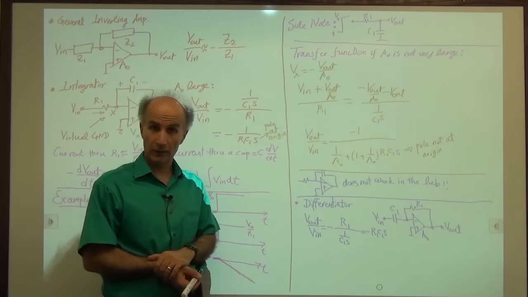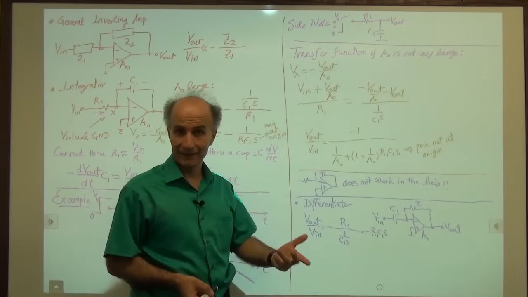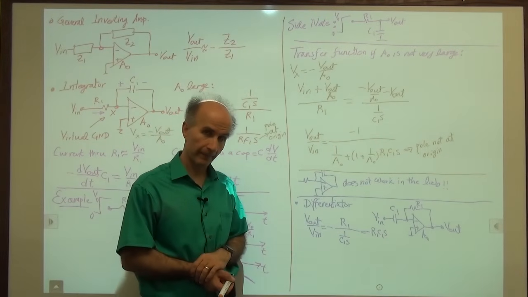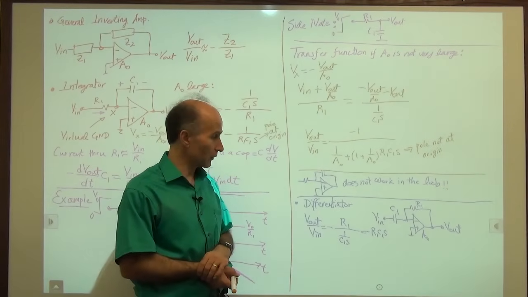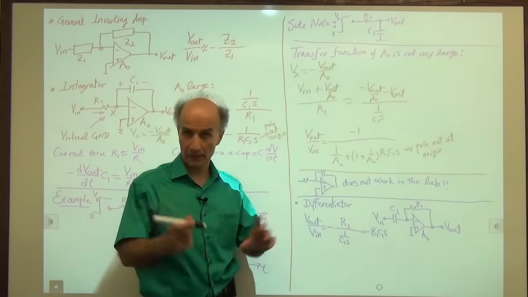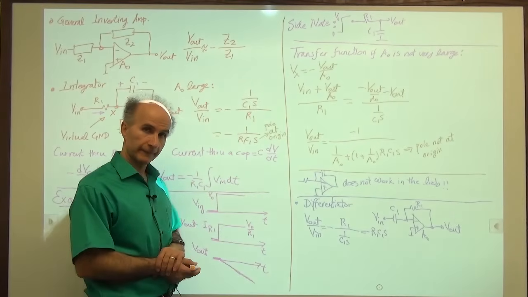So that's a differentiator, because we know that if we take the Laplace transform of this, we get the derivative with respect to time. So that's good. We can build a differentiator. Of course, we still have a negative sign, but that doesn't bother us. So that's an interesting circuit.